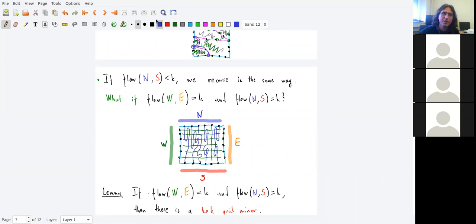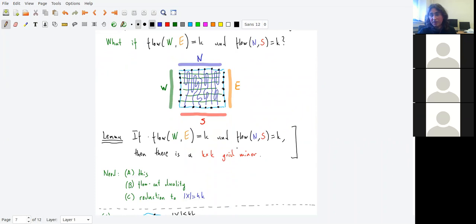In a sense, we will prove the next lemma showing that if you have a large flow east-west and a large flow north-south, then actually you can find a k times k grid minor. You can clean up this situation to get a k times k grid minor.